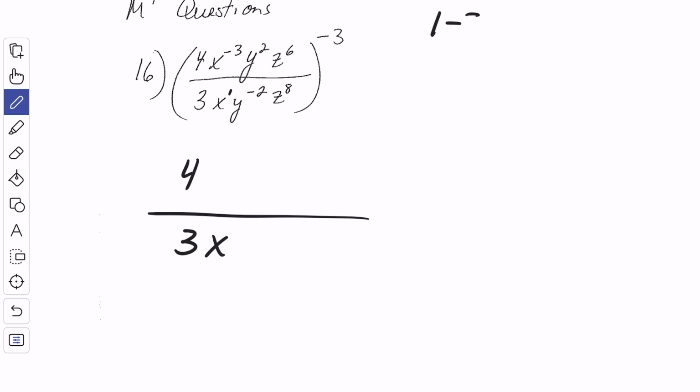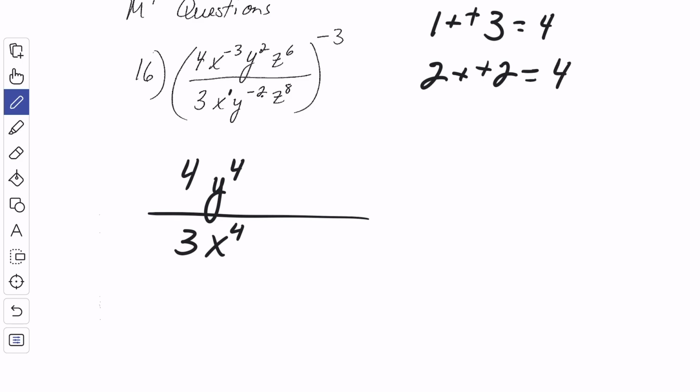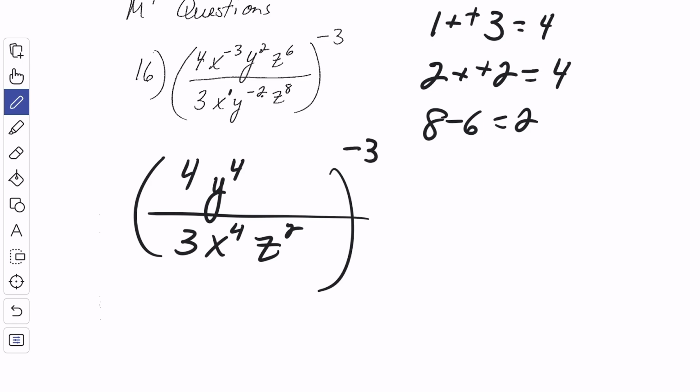And our rule is we subtract, so it's 1 minus negative 3, which is the same as plus. So it's 4, so this becomes x to the 4th power. 2 is greater than negative 2, so I know my y is going to end up in my numerator. We subtract. 2 minus negative 2 is then turned into a plus, so it's 2 plus 2 or 4. I have more z's in my denominator, so it's then going to be 8 minus 6, which is 2, so z squared. And now all of this is being raised to the negative 3rd power still.